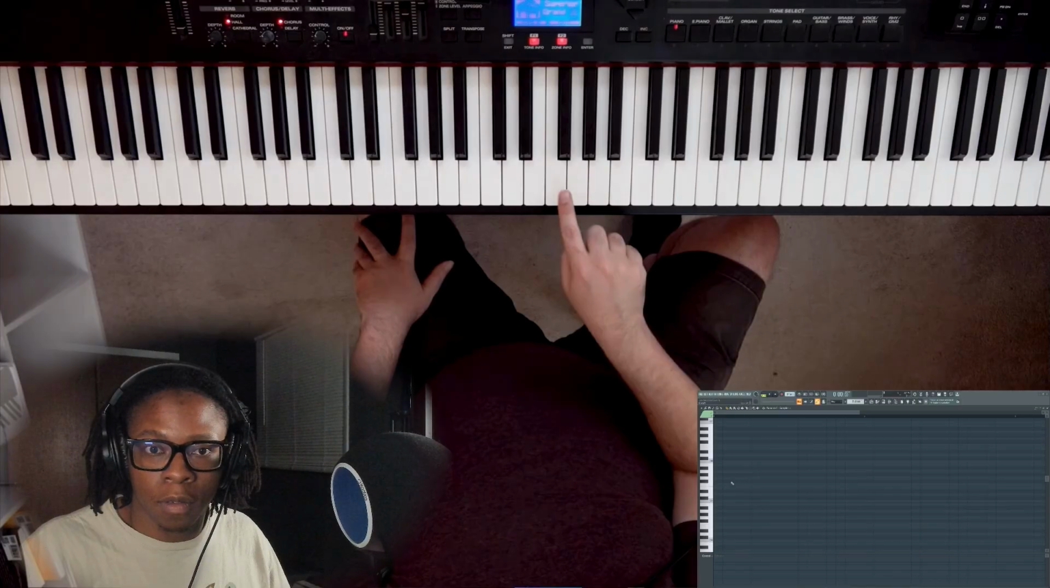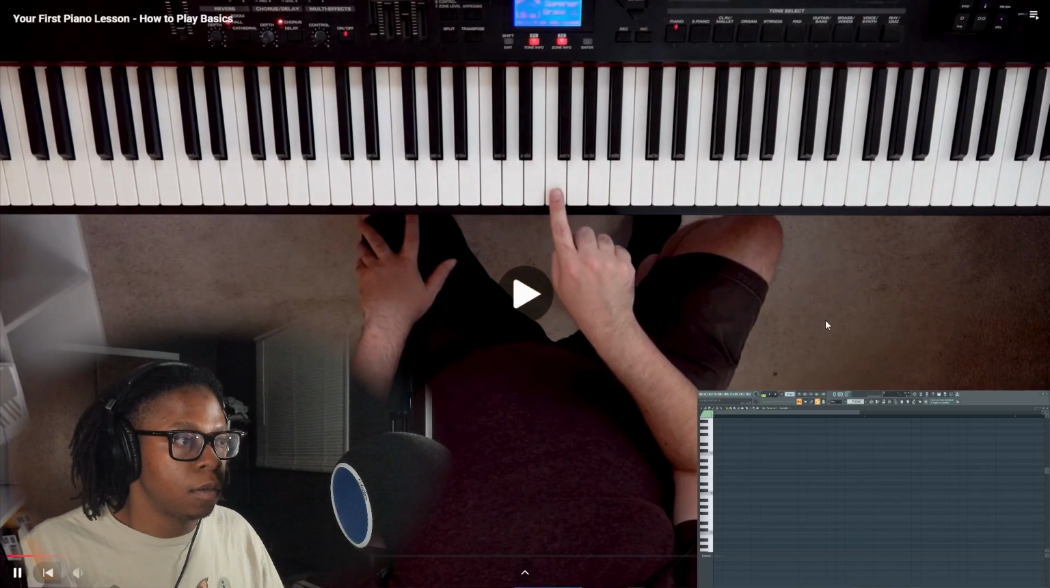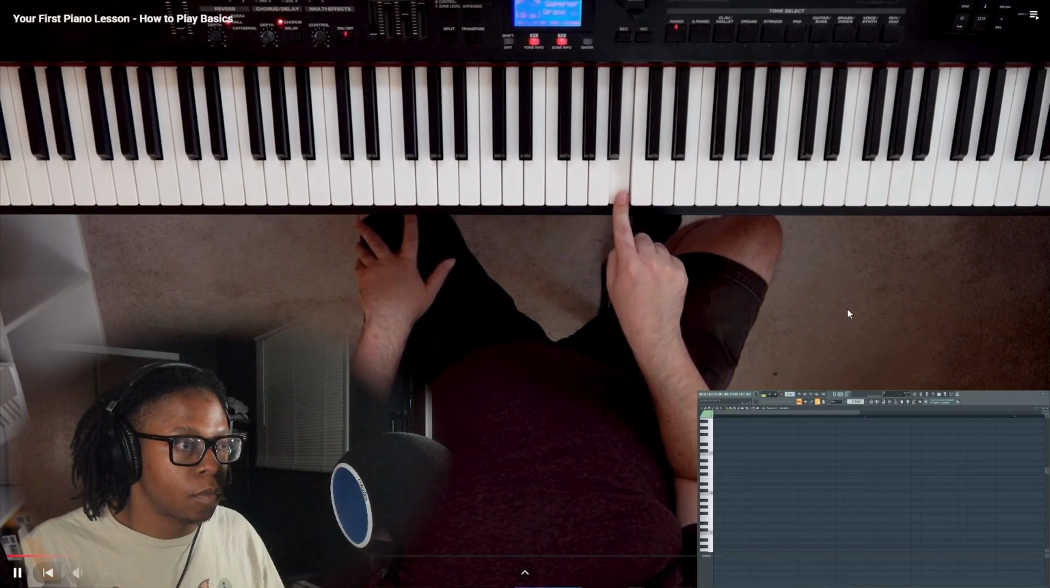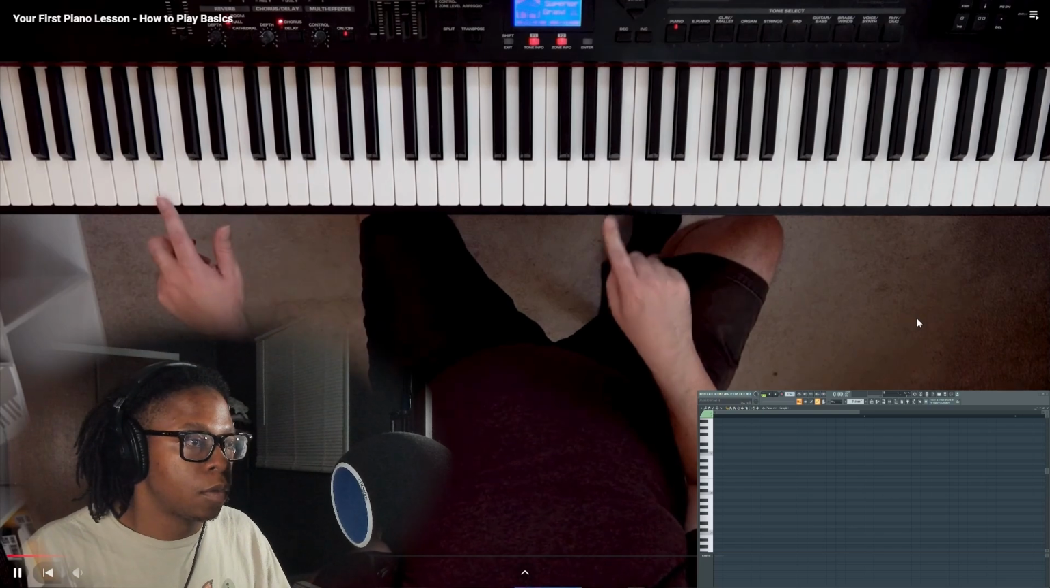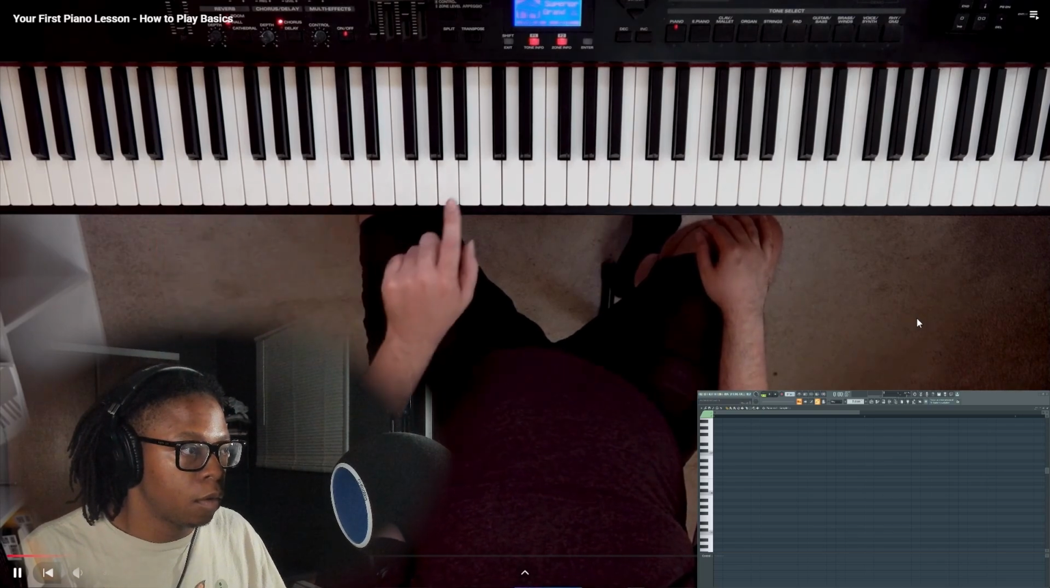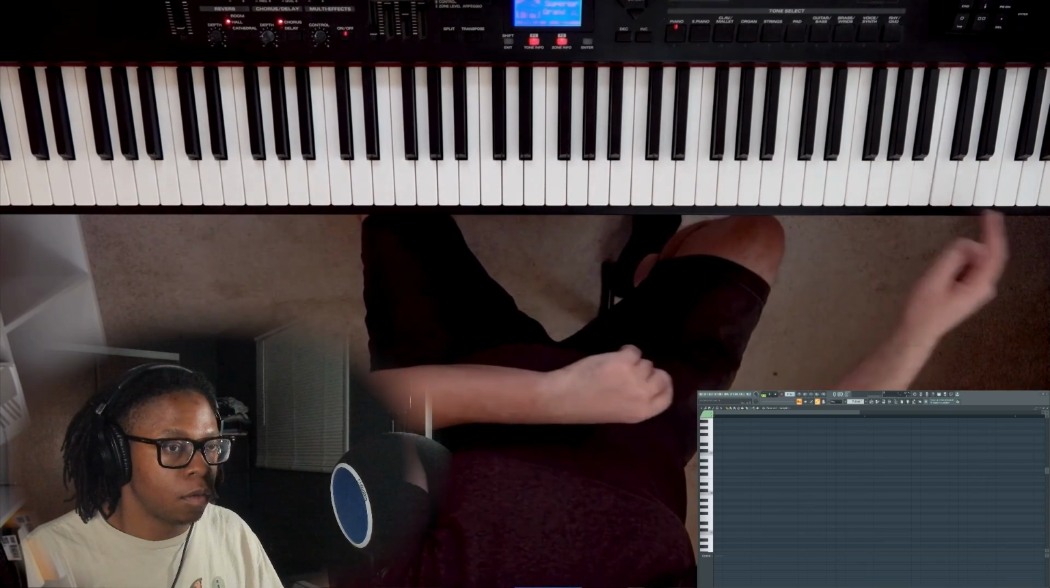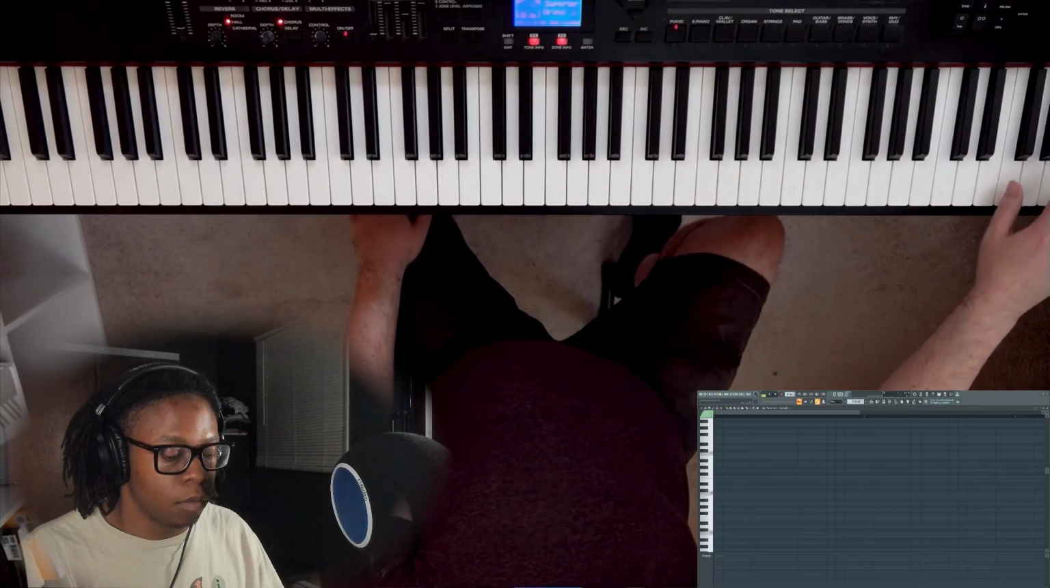E, remember I said, was to the right of the group of 3 black keys. So it's here, there, and there you can't even see.